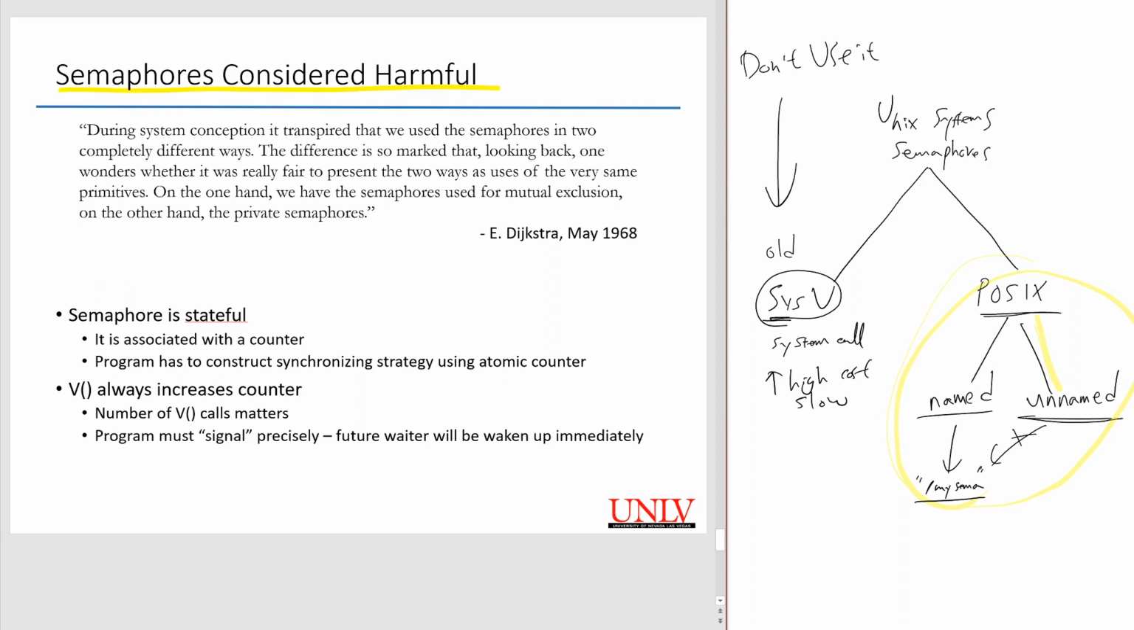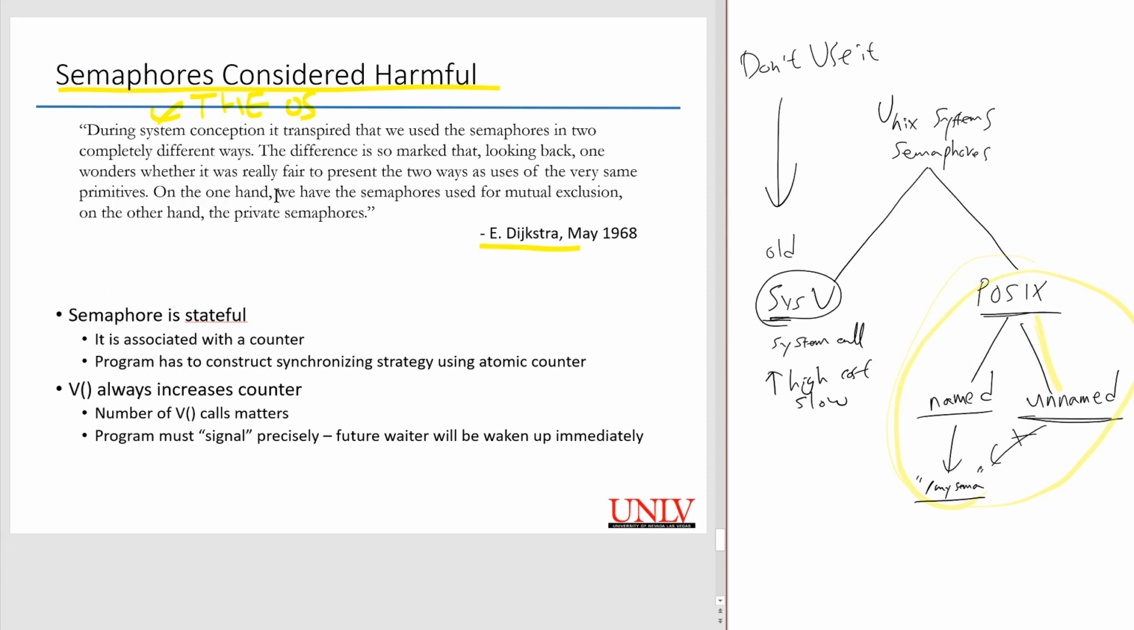During system conception, it transpired that we used the semaphores in two completely different ways. All right, this system refers to the operating system. And part of the development was the invention of semaphore and the use of semaphore. Right, let's go back to the quote. During system conception, it transpired that we used the semaphores in two completely different ways. The difference is so marked that looking back, one wonders whether it was really fair to present the two ways as uses of the very same primitives.